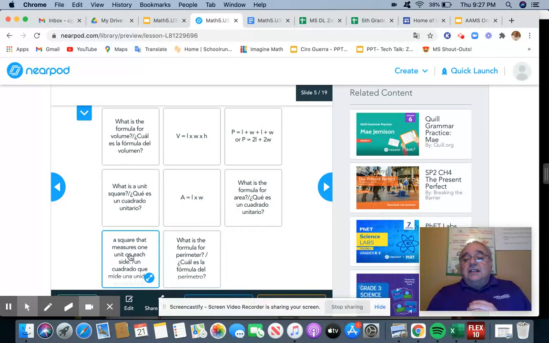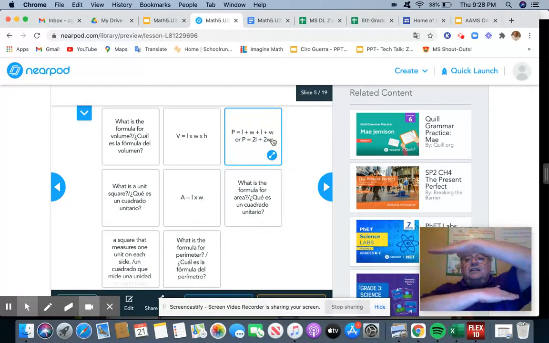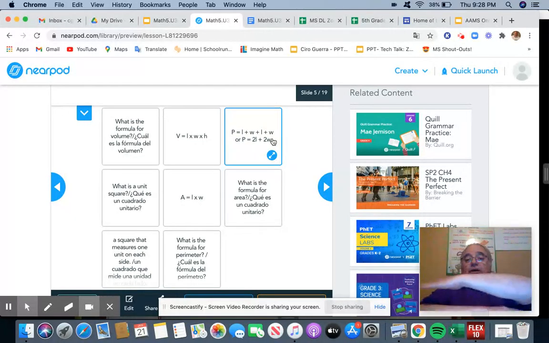The next thing I wanted to go over is, what is the formula for perimeter? The formula for perimeter is length plus width plus length plus width, because you have 2 lengths and 2 widths. Or you could write it as 2 lengths plus 2 widths.